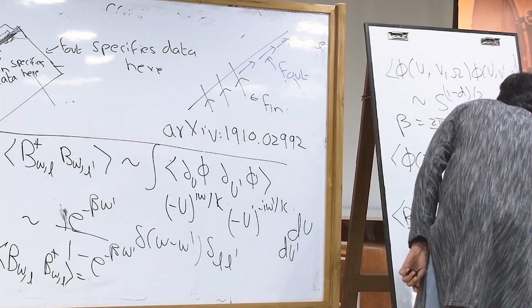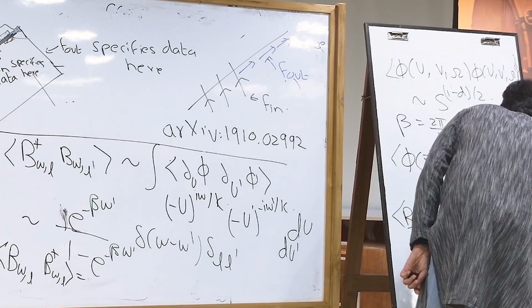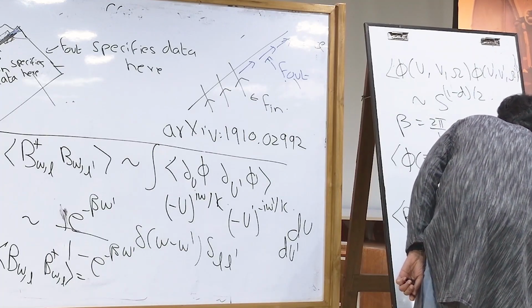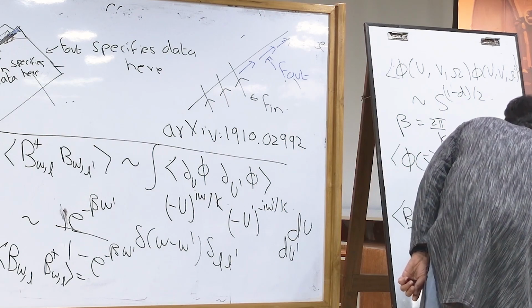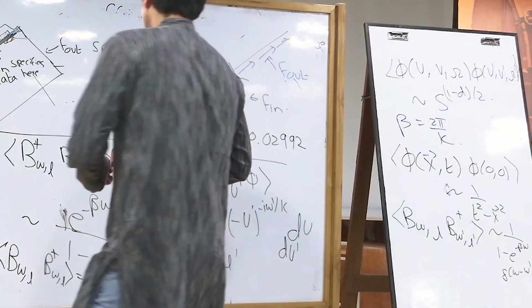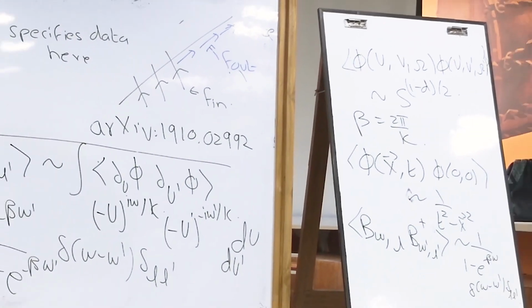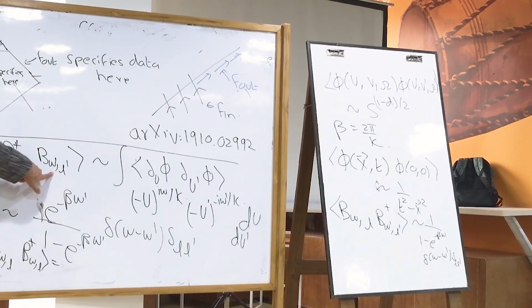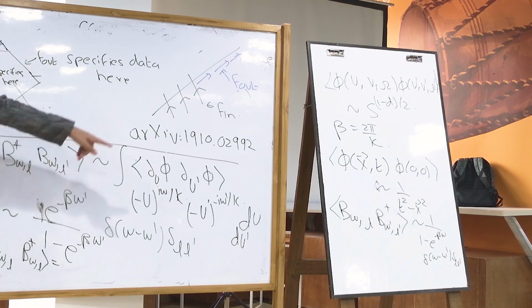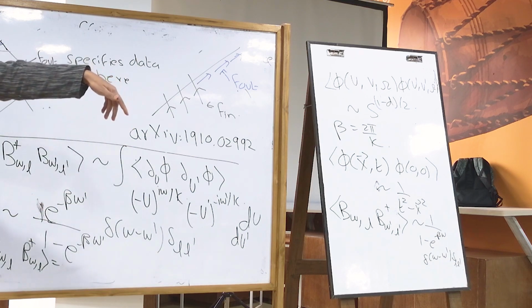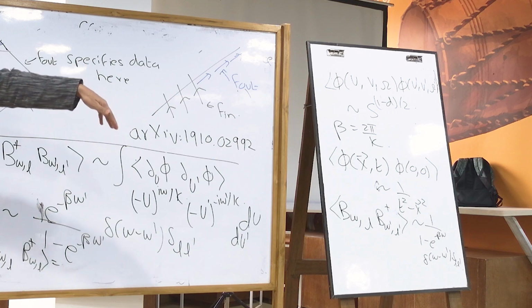It is 1 by 1 minus e to the minus beta omega into delta omega minus omega prime delta LL prime. Okay, so remember, the ratio of these two is sometimes called the KMS condition. If you give me B omega dagger B omega, that's e to the minus beta omega, and B omega dagger is 1 by 1 minus e to the minus beta omega. Okay?